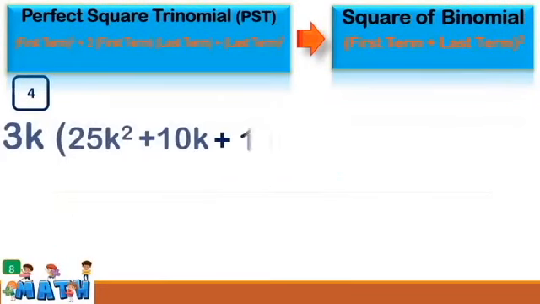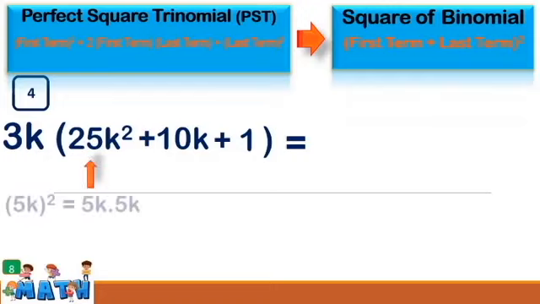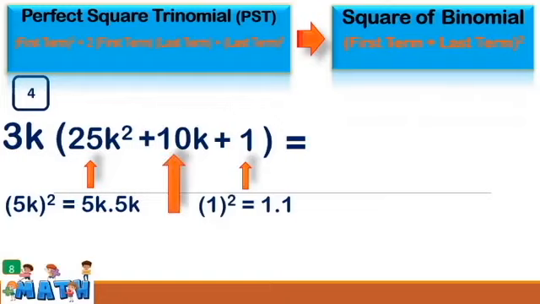And now, we're going to factor 25k squared plus 10k plus 1. Again, check whether the first and last terms can be written as a square. So 25k squared can be written as the quantity 5k squared or 5k times 5k. And 1 can be written as 1 squared or 1 times 1. Checking for the middle term, so we have 5k times 1, which is 5k times 2 is 10k. So we have a perfect square trinomial.